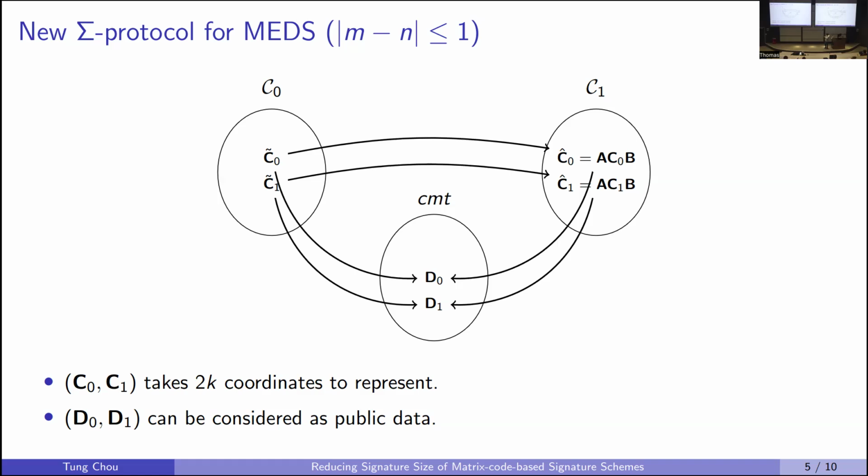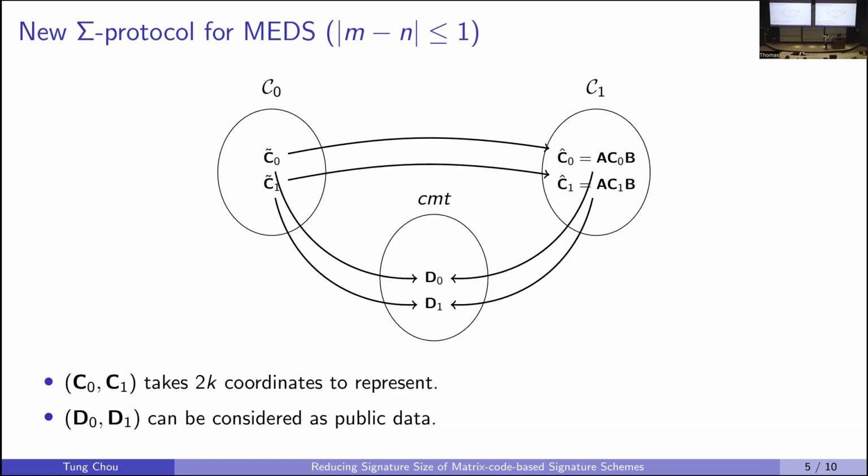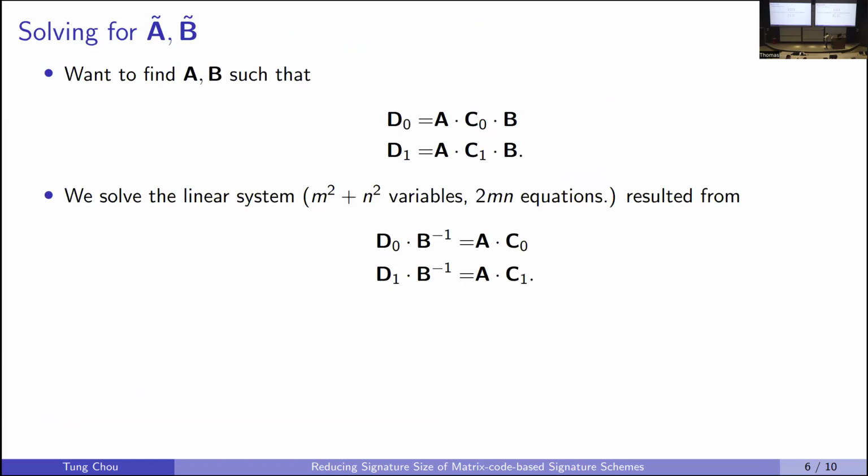Okay, so now everything looks fine, but I haven't talked about how you actually derive the asymmetry from C0, C1 and D0, D1. This can be difficult, right? But now I'm going to show it. Another thing that I also didn't say is why I have m minus n smaller or equal to 1. That's also going to be explained here.